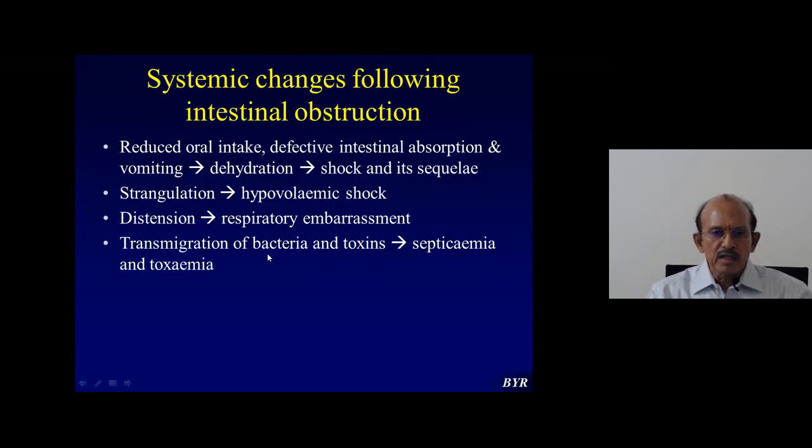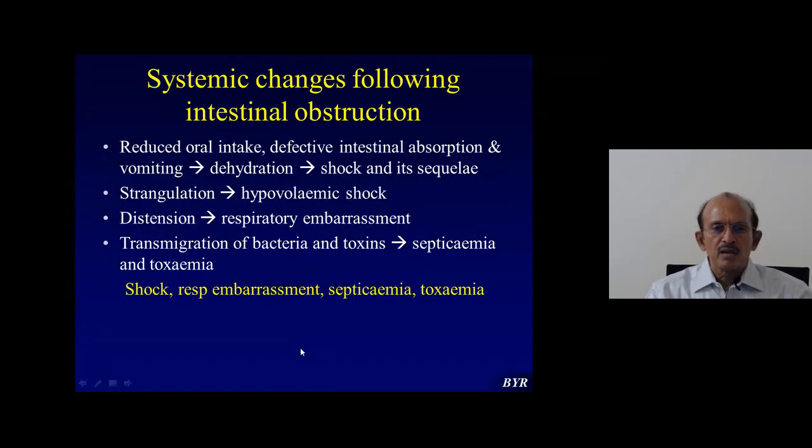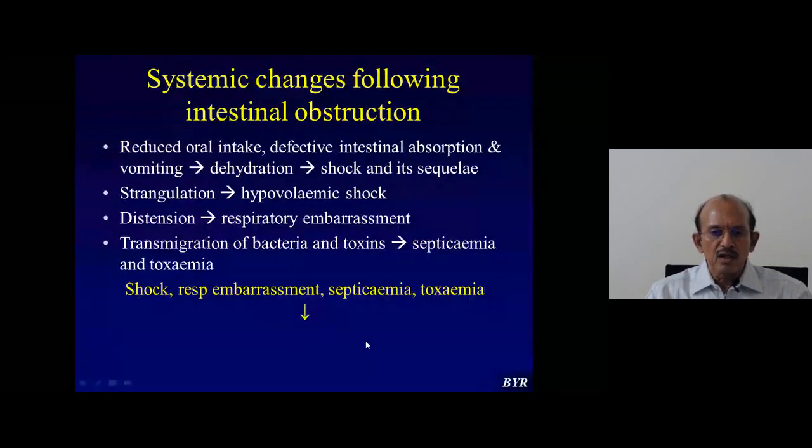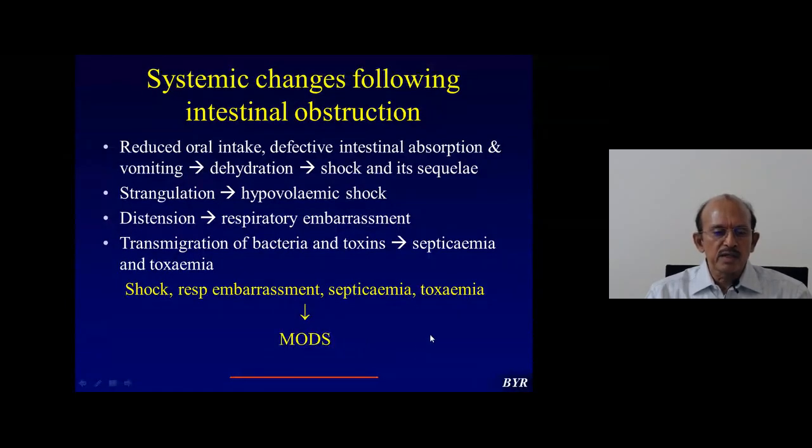There is translocation of bacteria and toxins into the peritoneal cavity, leading to peritonitis, which can lead to septicemia and toxemia. So there are systemic changes in the form of shock, respiratory embarrassment, septicemia, and toxemia. All these things put together will lead to a condition called MODS, multiple organ dysfunction syndrome.